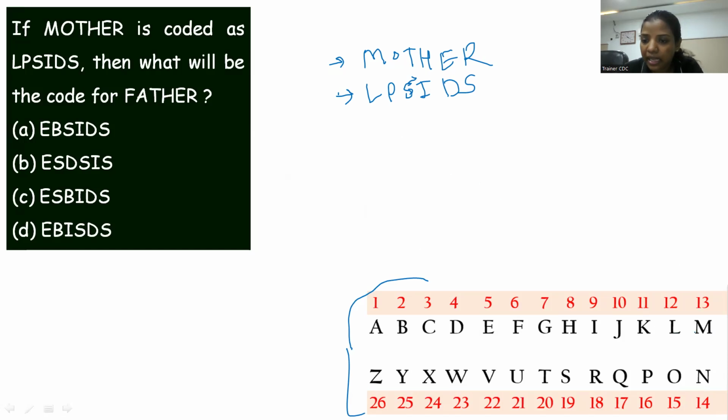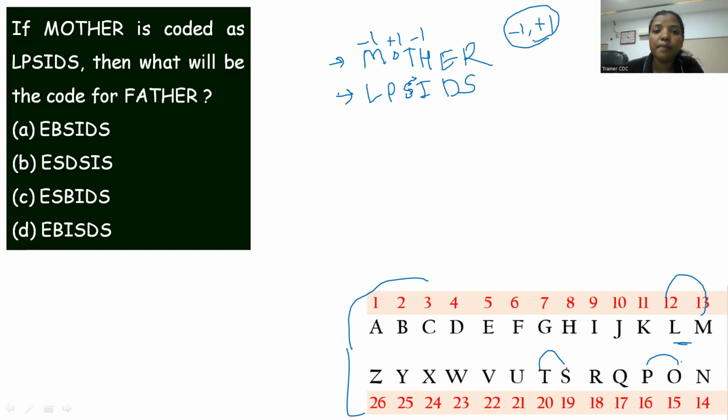between M and L, what is the relation? Before M, I have L. So they are just subtracting one letter from M. Now O and P. What is happening with O and P? After O, I have P. So plus one letter, right? Again, T and S. Before T, I have S. It means again minus one. So your pattern is minus one, plus one.